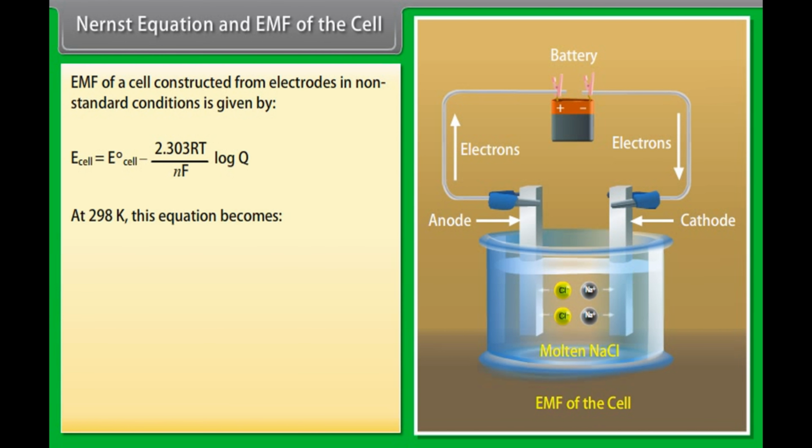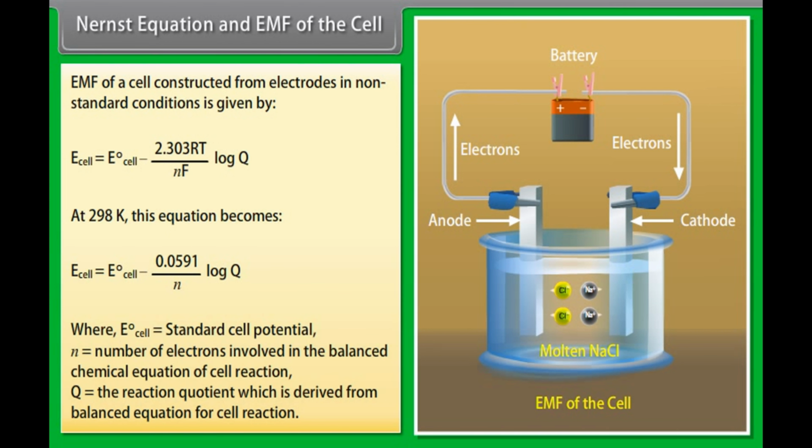At 298 Kelvin, this equation becomes E cell is equal to E naught cell minus 0.0591 upon n multiplied by log Q. Here, E naught cell is equal to standard cell potential, n is equal to number of electrons involved in the balanced chemical equation of cell reaction, Q is equal to the reaction quotient which is derived from balanced equation for cell reaction.